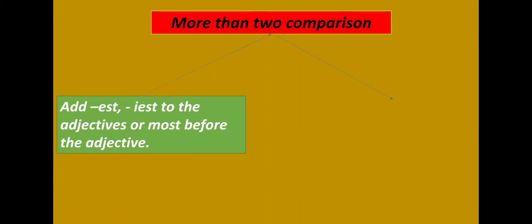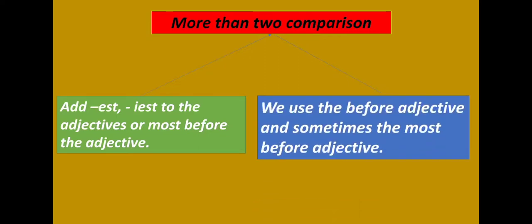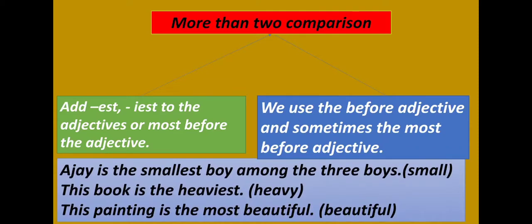Now let's see how to write adjectives for more than two comparisons. We need to add est, iest to the adjectives, and for certain words we're going to write most before the adjectives. We use the before the adjective and sometimes the most before the adjective. Now let's look at the following examples.